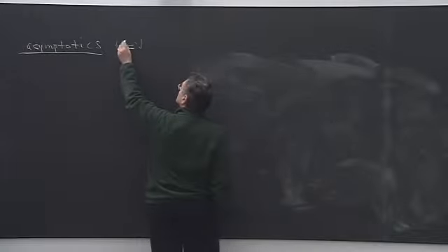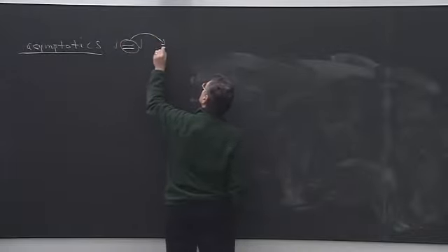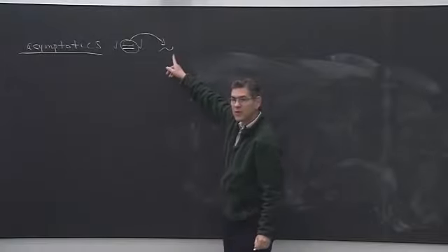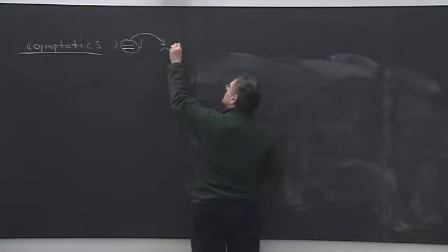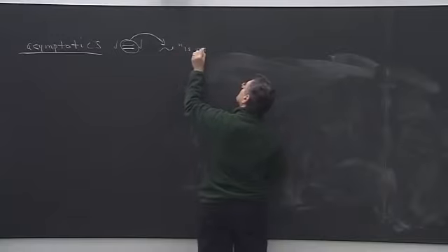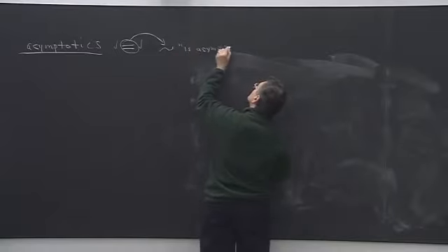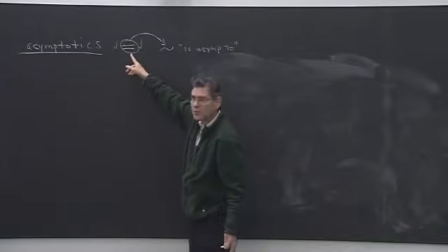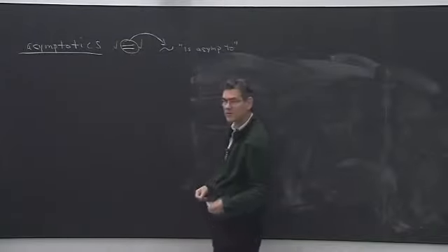What we're going to do is replace this symbol by this symbol. Now, this symbol is read as "is asymptotic to." This symbol means "is equal to." This symbol means "is asymptotic to."